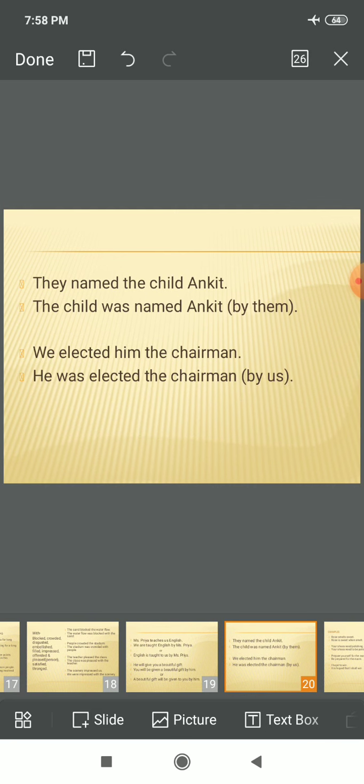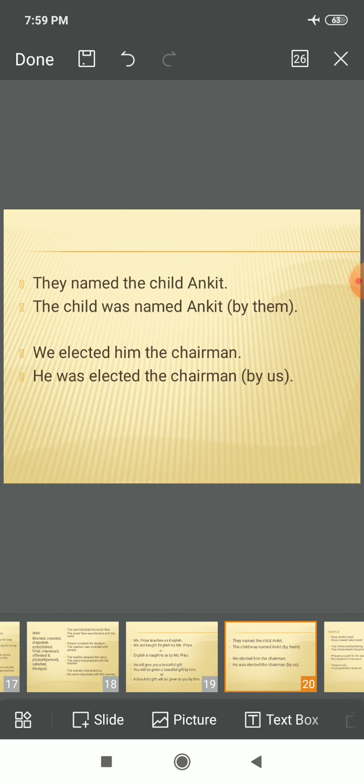Again, as simple as that. Children, if you remember, I told you that whenever we are using a passive sentence, it makes the sentence less authoritative and it avoids blame. See, they named the child Ankit. It's very well understood that they must mean the parents, right? The child's parents. They named the child Ankit.